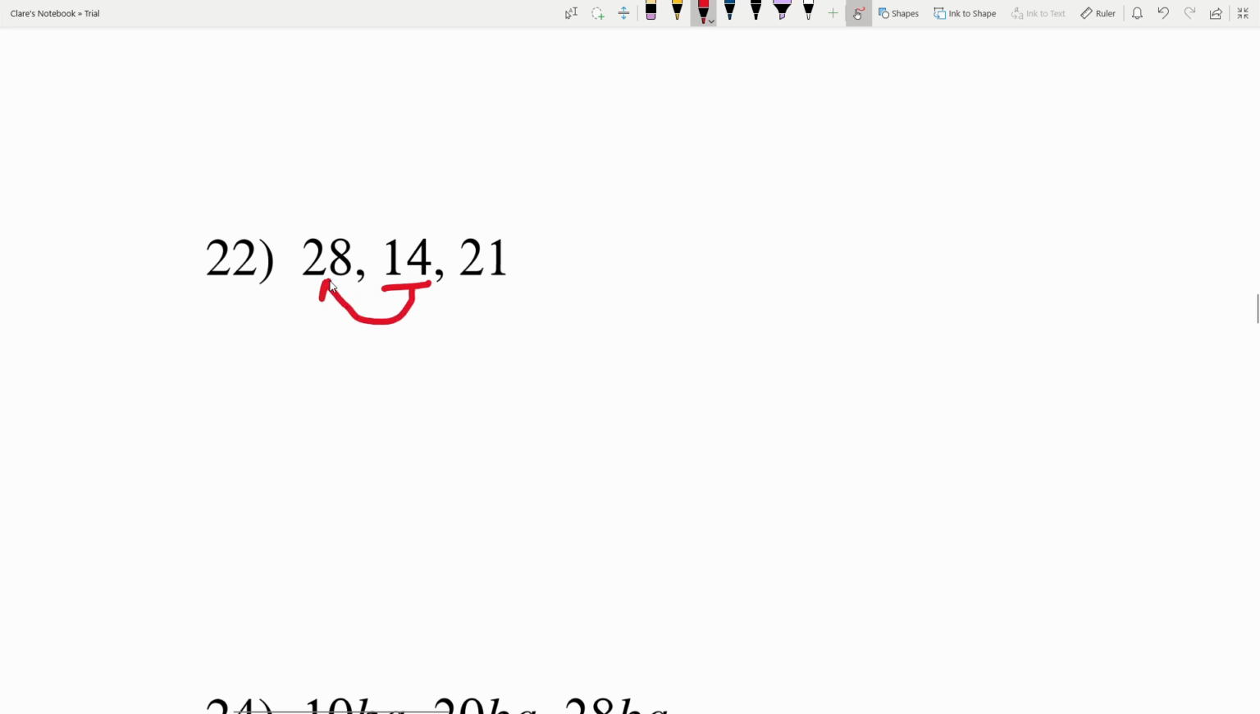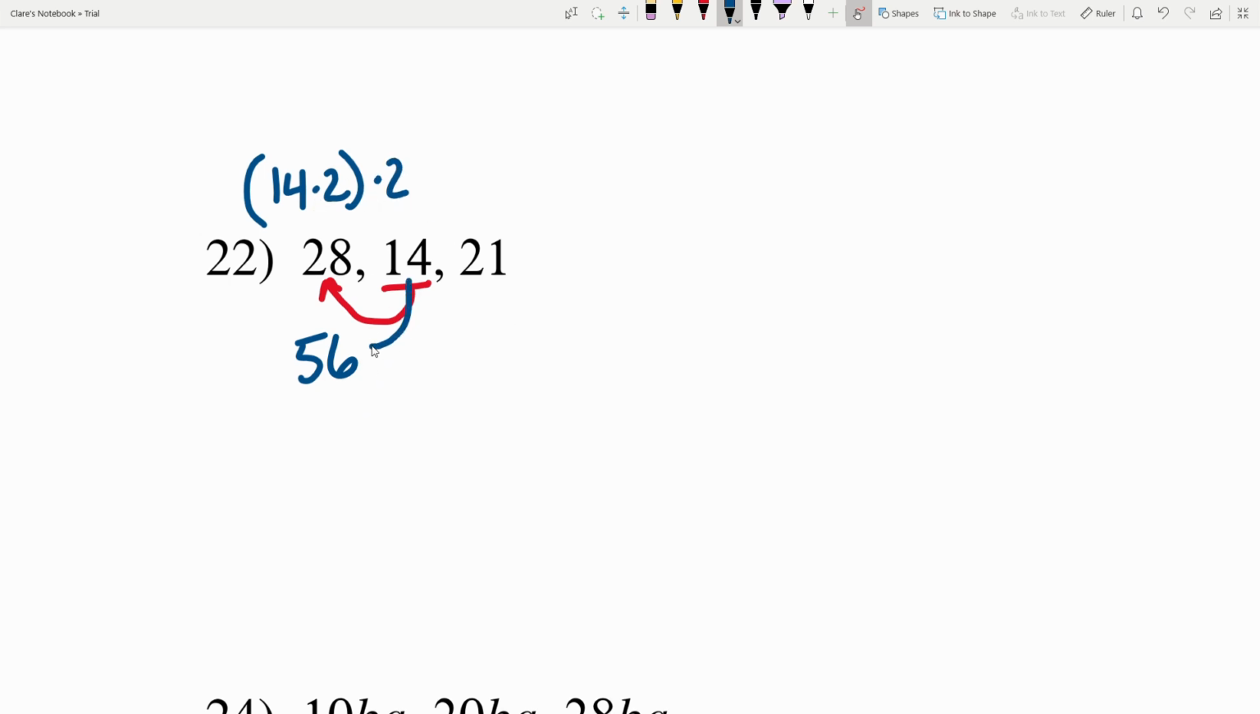Because think about this. 14 times 2 gives us 28. 28 is 14 times 2. So everything that's a multiple of 28 is also a multiple of 14. So really we only need to focus on 28 and 21. Because looking at 28, everything that 28 is a factor of, 14 will also be a factor of. Because let's look at 28 times 2. 28 times 2 is going to be 56. And 56 is 14 times 2 times 2.